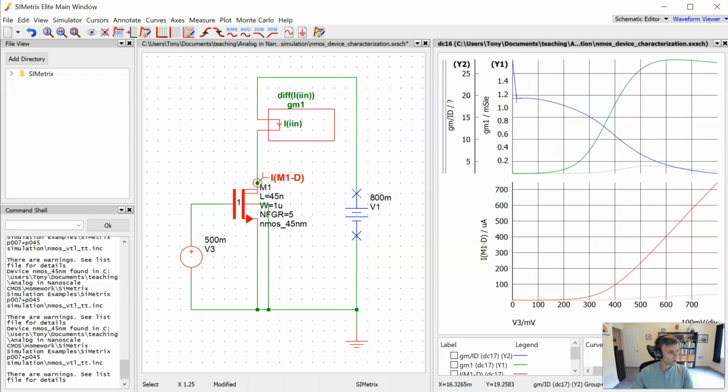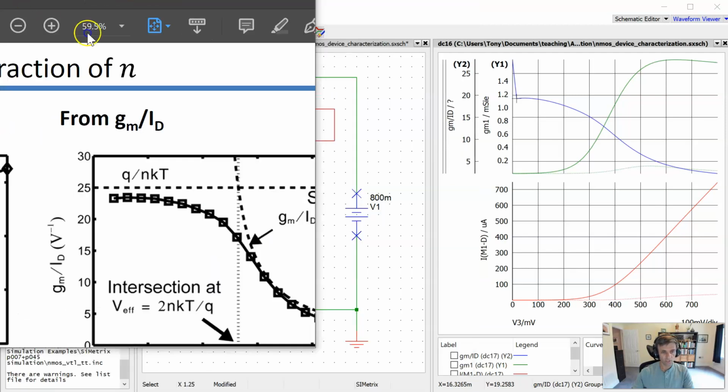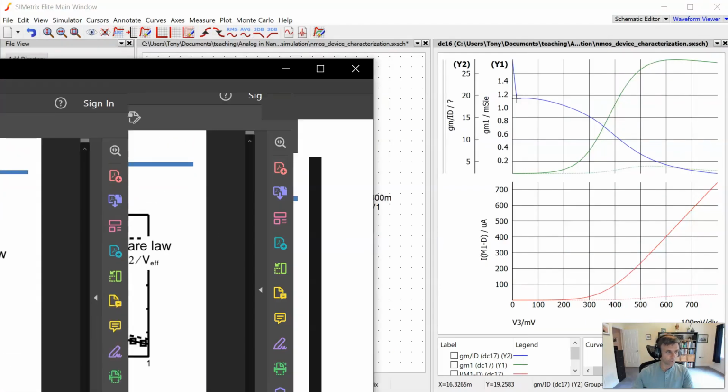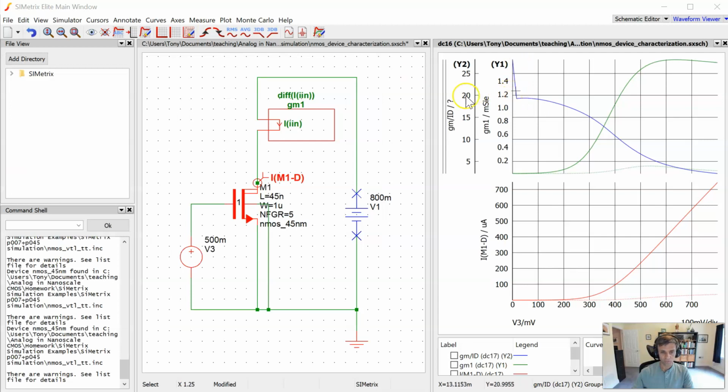Now, you may recall that plateau in the GM over ID plot should correspond to a value of 1 over N times the thermal voltage. So this simulation is being done at around room temperature, so the thermal voltage is about 25 millivolts, and it turns out that with a value of 20 here, that predicts a rather large value for the transistor parameter N, the subthreshold slope parameter. It's around 1.8, 1.9. That's the value predicted here.